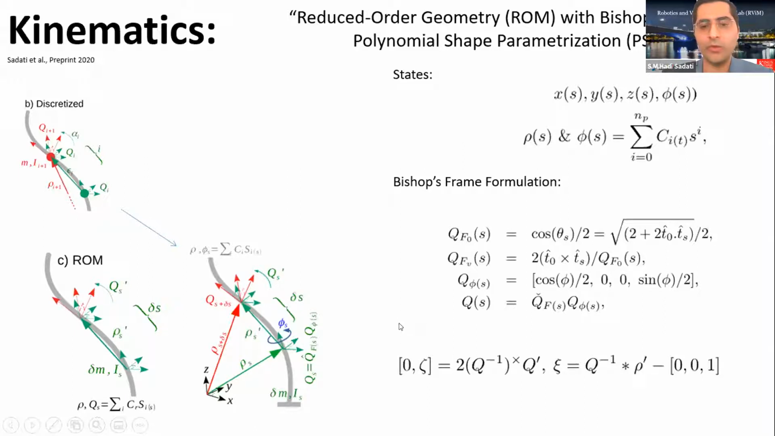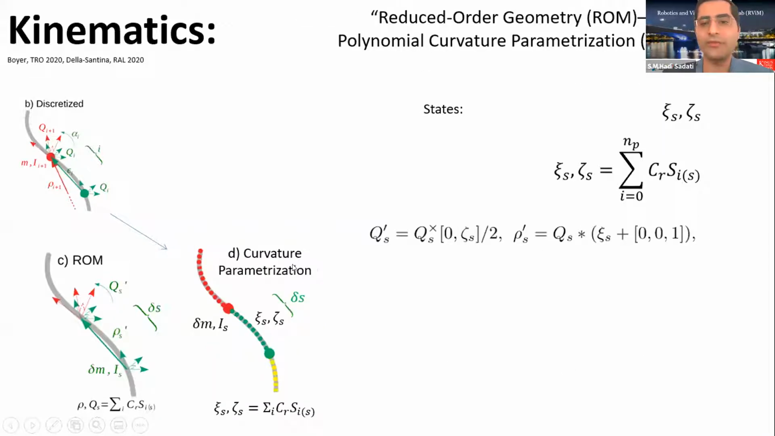But again, we need to use the inverse map to calculate the strains in the system. And for curvature parameterization, again, we use polynomial representation, but instead of defining the full shape, we define the strains, curvatures, and torsion along the manipulator. So again, C is the coefficients, the time-variant coefficients, S is the spatial shape functions, but this time the results are the strains and curvatures and torsion. So as a result, we use the forward map.